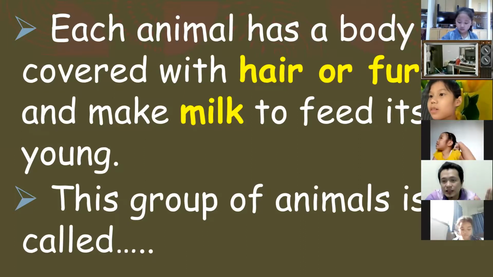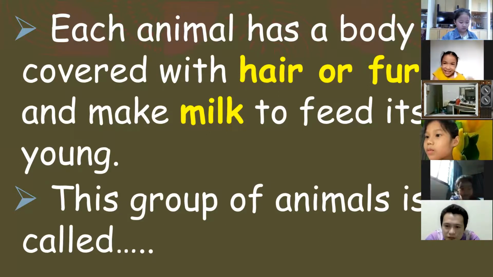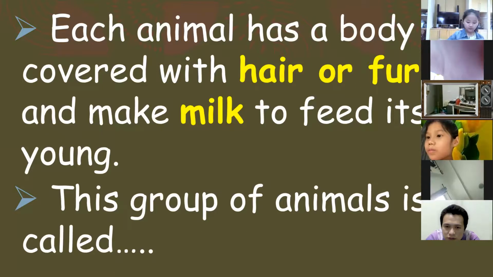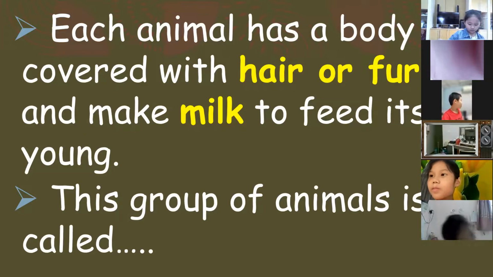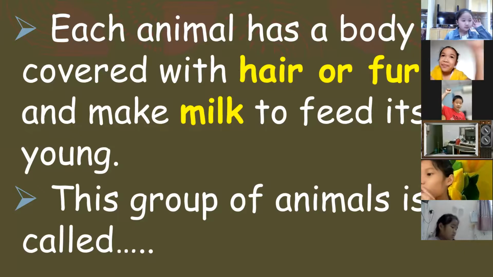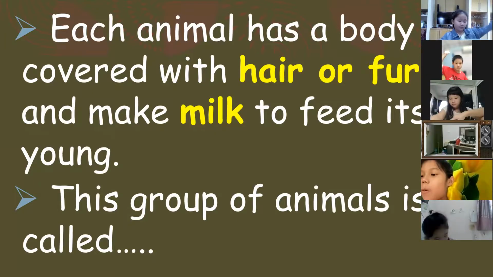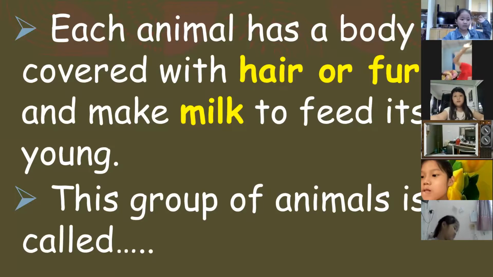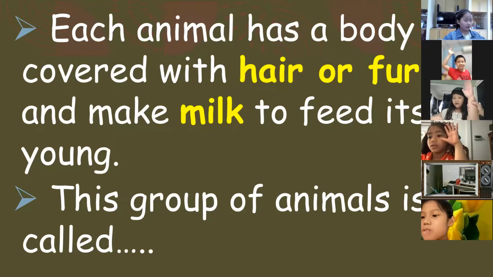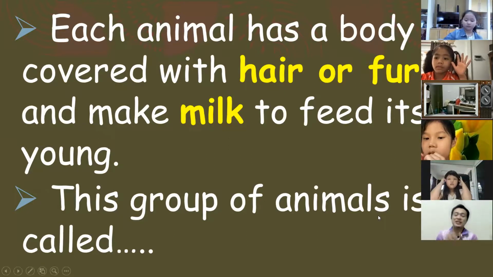We have Stang. Where's Stang? What group of animal is this, Tang? Okay, again. Buffalo. Okay, buffalo is one of the examples, but my question is, what group of animal is this we have here? Munich? Mammals. These animals are called mammals. Thank you. See, easy for me to recognize because you click the reaction buttons.